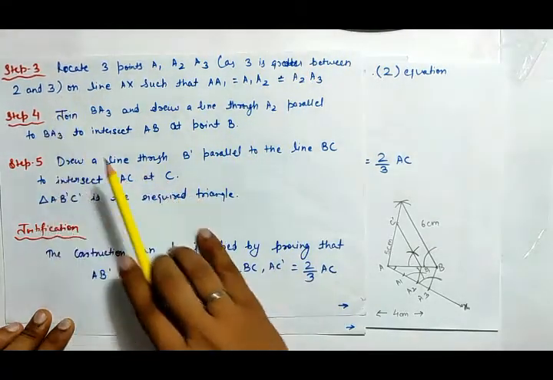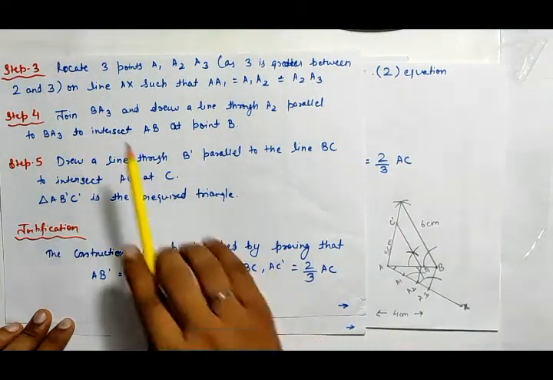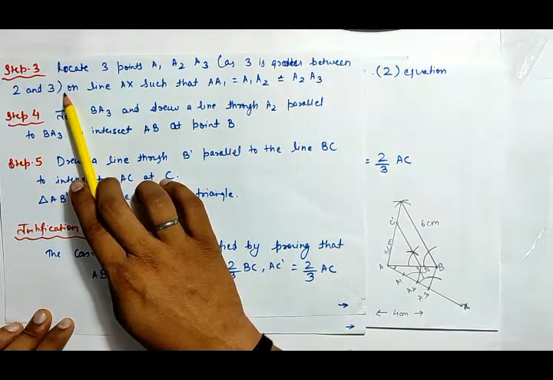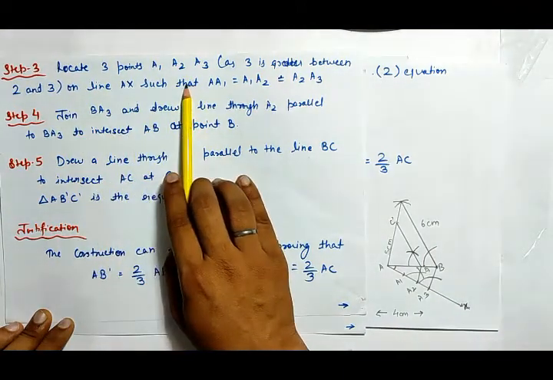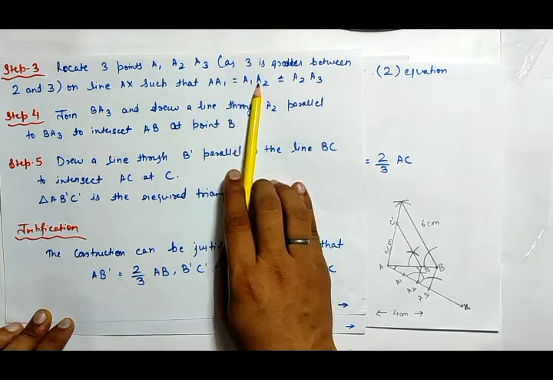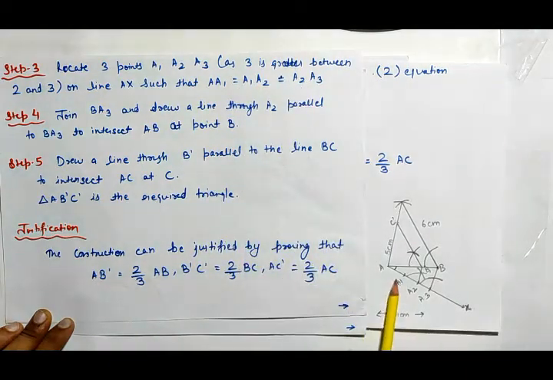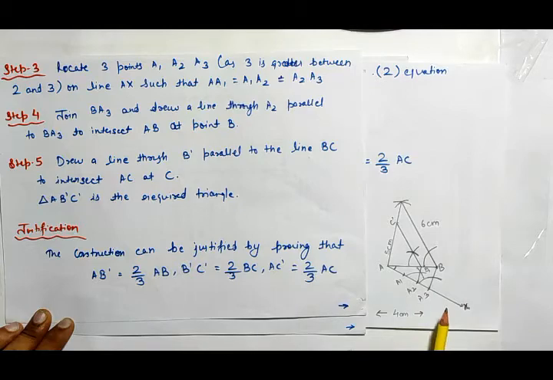After that, step number 3 is locate 3 points A1, A2, A3 on line AX, as 3 is greater between 2 and 3. So we have to locate the points A1, A2, A3 on line AX such that AA1 is equal to A1A2, which is equal to A2A3.